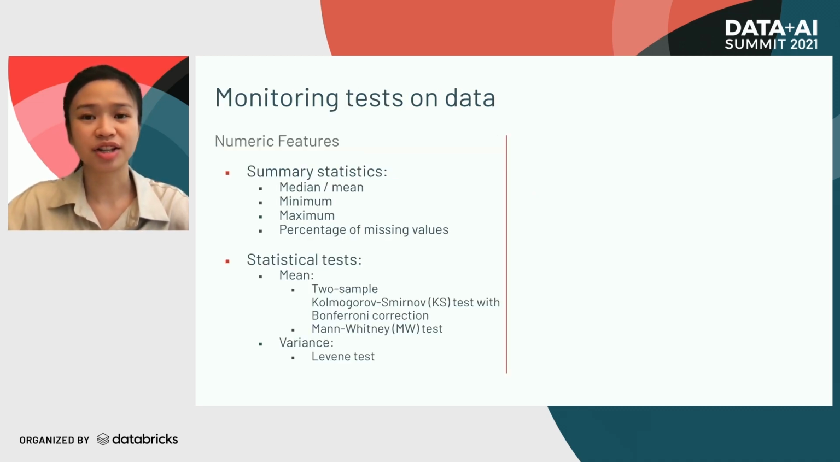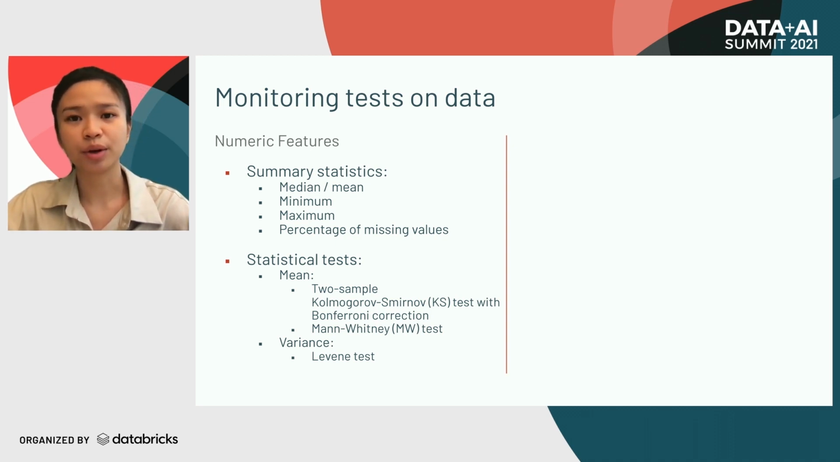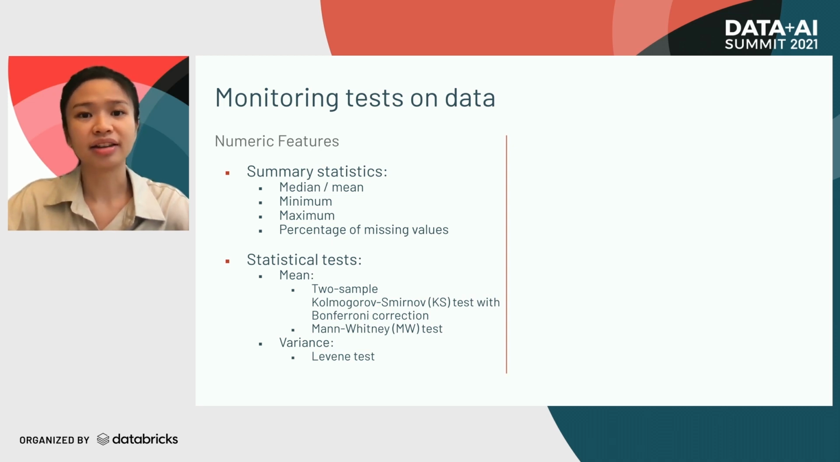Now let's move on to the specific monitoring tests on data. We should first identify which features are numerical or categorical. For numeric features, we can compute the median or mean, minimum, maximum, and percentage of missing values. The statistical tests that we can apply to check the means are the two-sample Kolmogorov-Smirnov, also known as the KS test with Bonferroni correction, and the Mann-Whitney test. And the test for variance here is the Levene test.